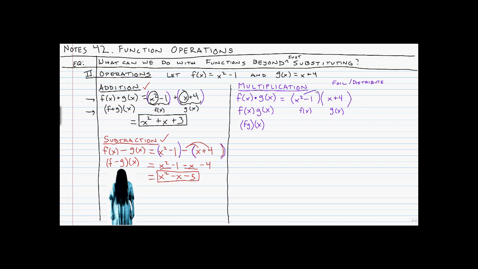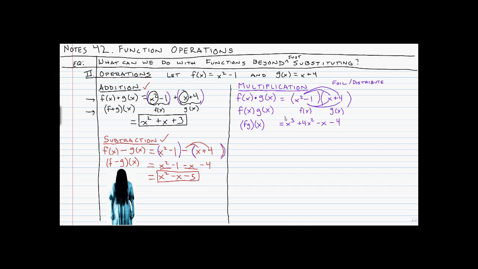First, x squared times x is going to be x to the third. x squared times positive 4 is going to be plus 4x squared. Minus 1 times x is going to be minus x. And minus 1 times positive 4 is going to be minus 4. In this case, there's nothing to combine in like terms. We've got third, second, first, constant. So there's nothing weird there.